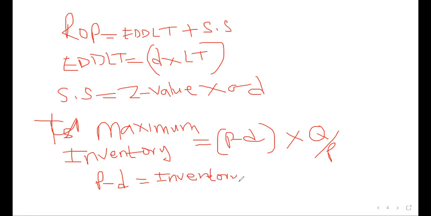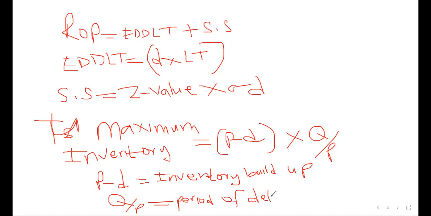Inventory build up. Then Q over P is equal to period of delivery. Period of delivery.